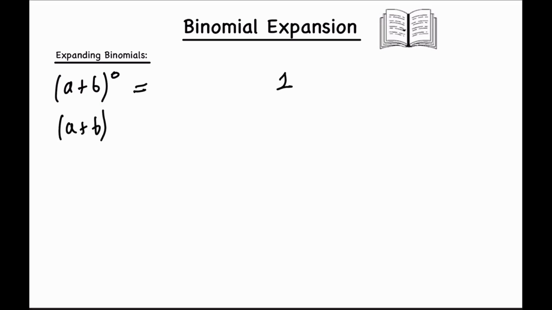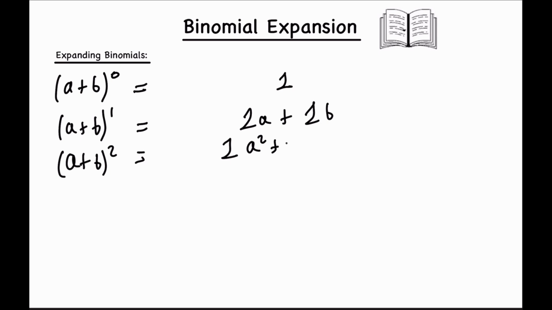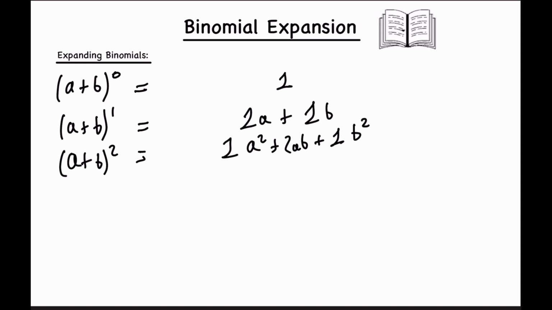A binomial is when you have something like a plus b to the power of something. Say we have it to the power of 0, this is equal to 1. If we increase the power, to the power of 1, this is written as 1a plus 1b, because we don't change anything in the expression. Now a plus b to the power of 2, we would get 1a squared plus 2ab plus 1b squared.